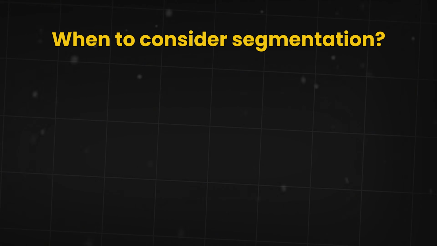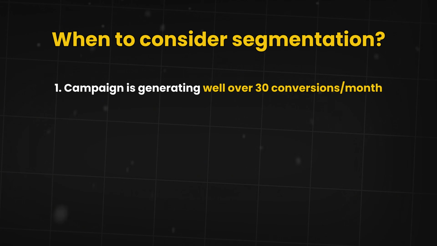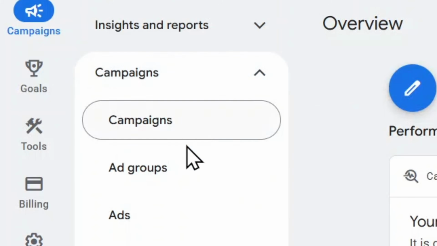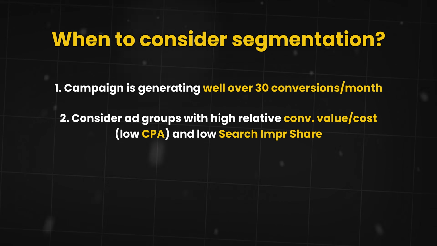On the other hand, if you have enough conversion data, meaning well over 30 conversions per campaign per month, ideally much more, look inside your campaign and check if there are any ad groups that have very high conversion value to cost relative to the rest of ad groups, yet they have low search impression share. It means that these ad groups are highly valuable and there is a lot of room for them to grow. So you might benefit from taking them out of this campaign and giving them their own bidding target and budget and trying to scale them in this way.